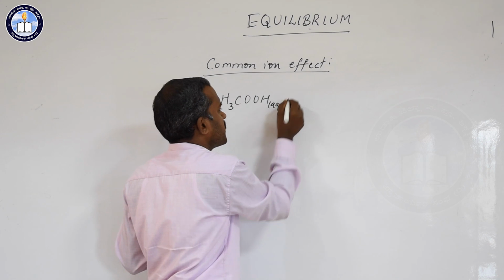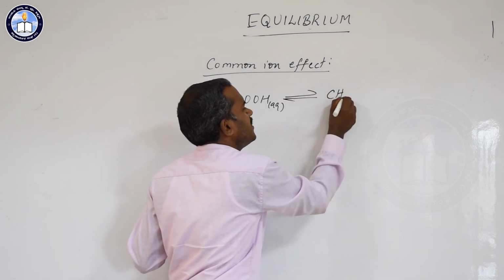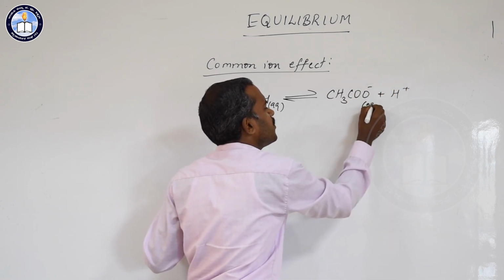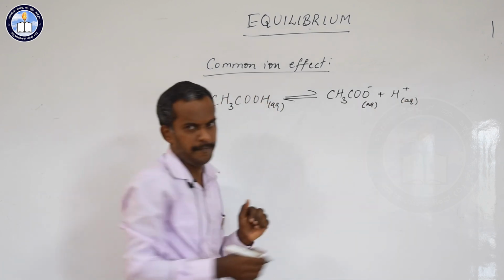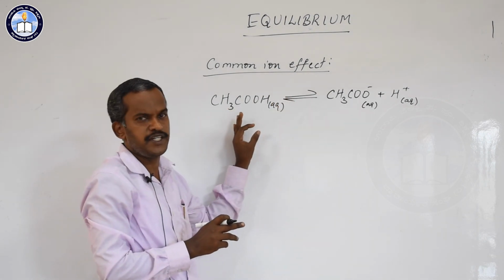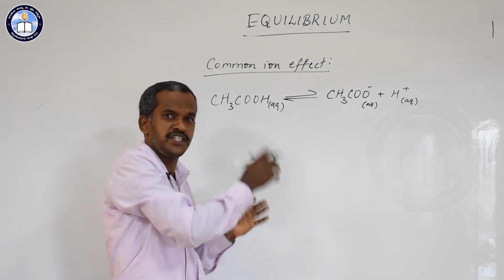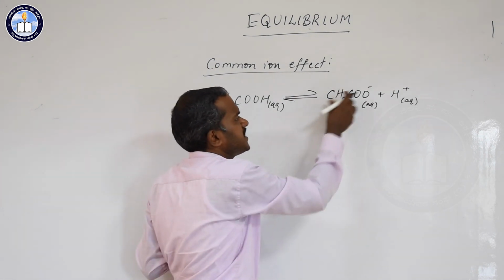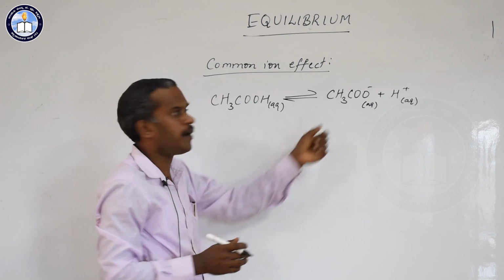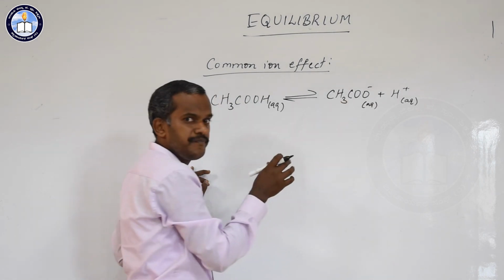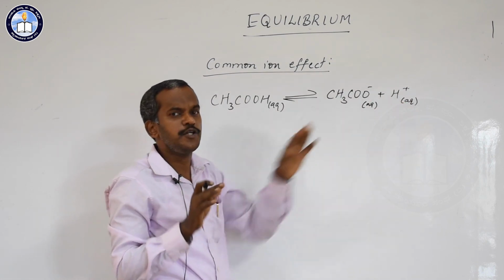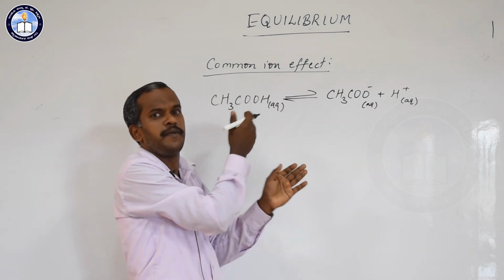In the aqueous solution, it undergoes a partial dissociation to give acetate ion, CH3COO minus, and H plus. The acetate ion is in the aqueous form, H plus is also in the aqueous form. There is a partial dissociation because it is a weak electrolyte or a weak acid. Now suppose to this solution I add more acetate ion, maybe by adding sodium acetate salt or some other way. Whenever I add acetate ion, the concentration of H plus will decrease, because a shift of equilibrium takes place.